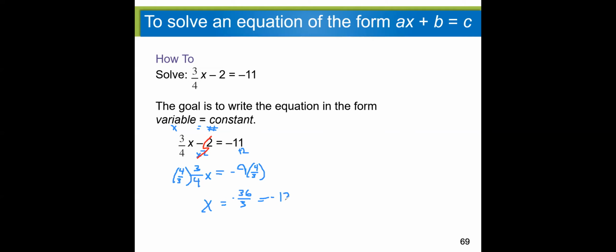Negative 13. No, 12. Negative 12. Oh, geez. Oh, it's being recorded too. I'm so embarrassed. Negative 12. There we go. X equals negative 12. Sweet. Fantastic. Go team.